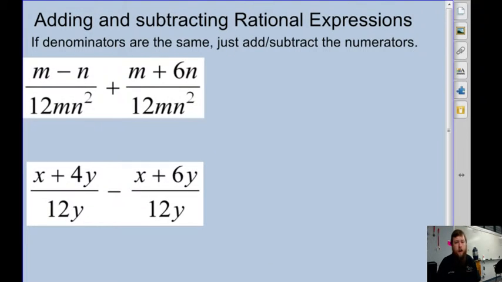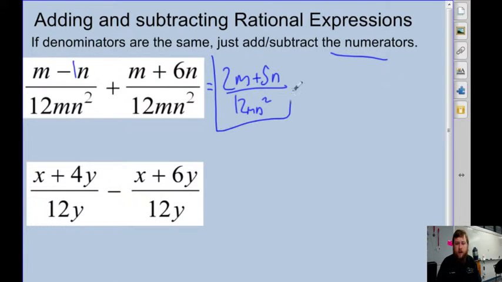All right, so adding and subtracting rational expressions, it's kind of similar here. We've got variables, but don't let that freak you out. You follow a lot of the same rules. So if the denominator is the same, we just add and subtract the numerators, just like with regular numbers. So 12mn squared is the same on both of these. So I'm going to leave 12mn squared in the bottom and add the top. It's plus, so it'll be m minus n plus m plus 6n. So m plus m is 2m, and negative 1n plus 6n is going to be plus 5n. All right, and I can't simplify anything, so there's my answer.